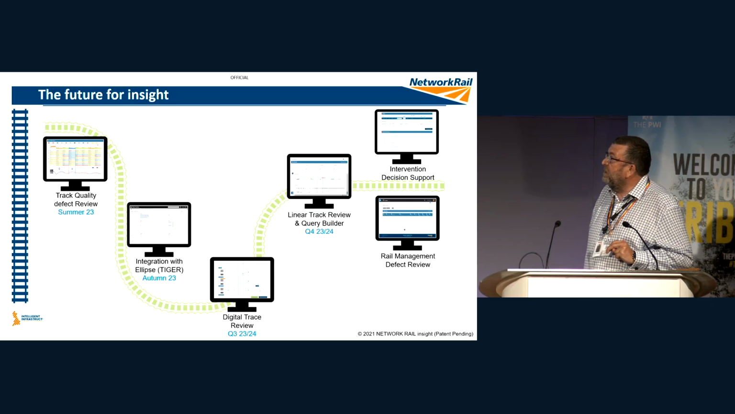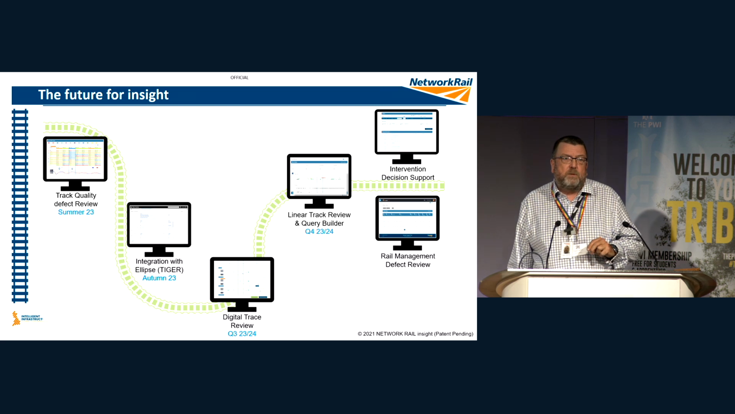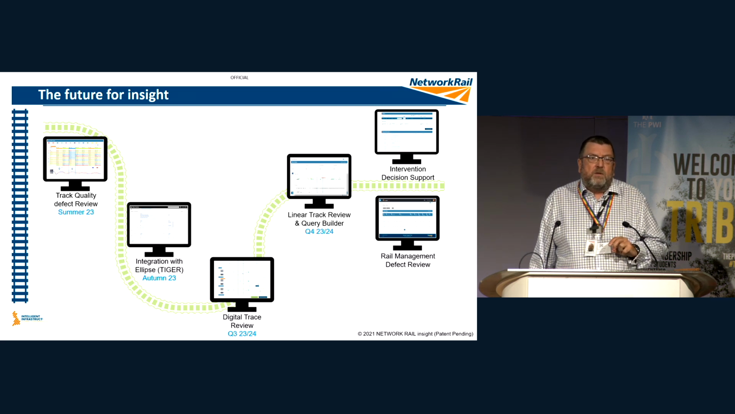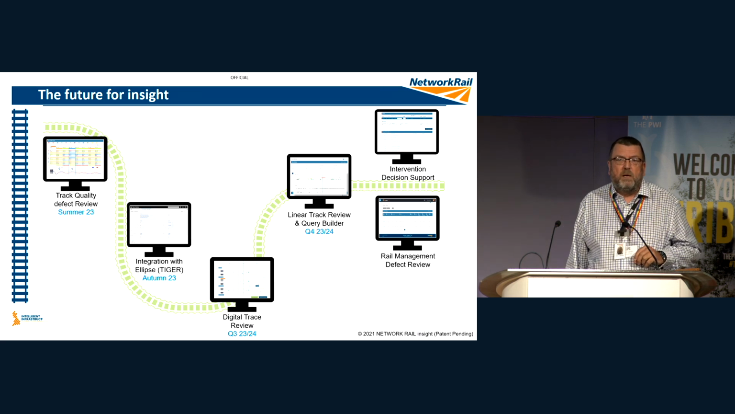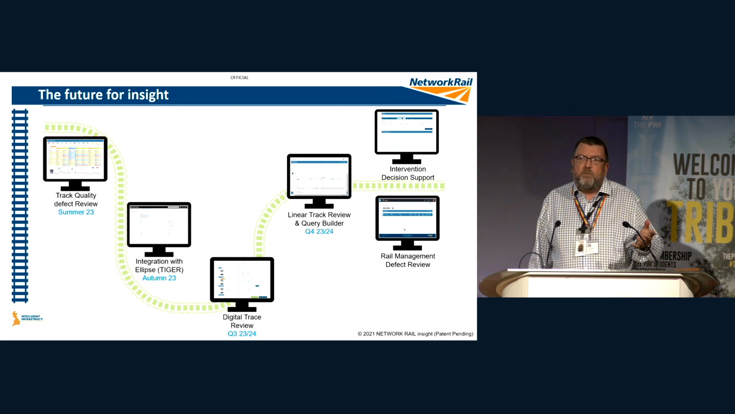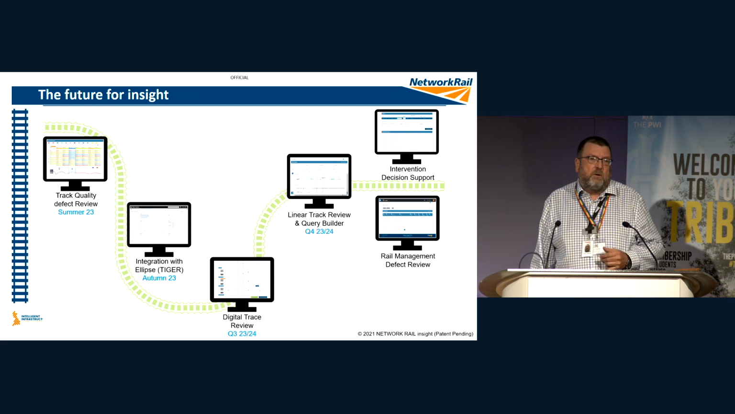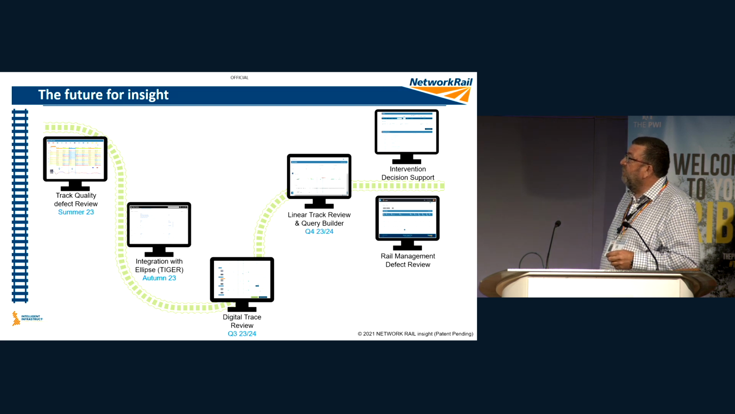The big one for us is around October, when we integrate with Ellipse and Tiger. So everything you do in Ellipse and Tiger today, you can do through Insight, and the two systems will talk to each other, or three systems will talk to each other. So if you want to do a review of your track quality or a defect within Insight, you can do it. You can create the work order. That will then flush through to Ellipse. So no need to have 3 or 4 different screens open when you're trying to do your track reviews. Digital trace review will come a bit later.